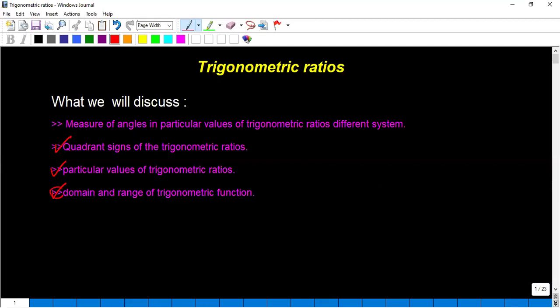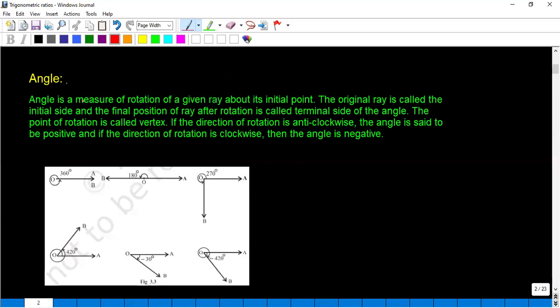This we actually need to see after sets, relations, and functions. But with a small introduction, you can understand what the domain and range of trigonometric functions are. Okay, without any delay, let us dive into the topic. First, you should understand what an angle is.